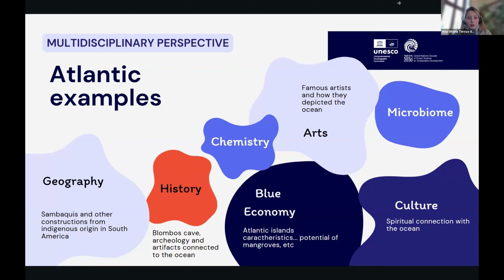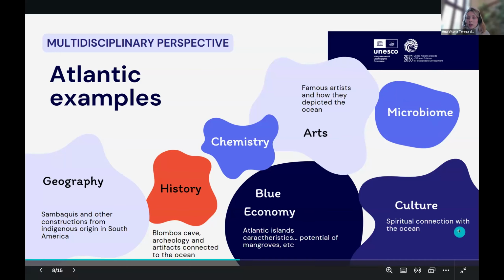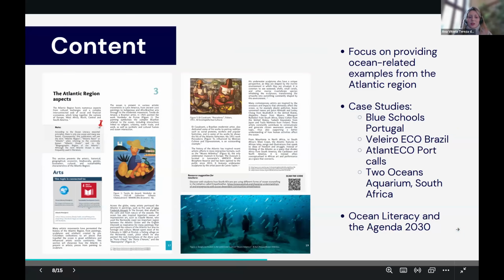And we have a very interesting section on this toolkit, which is also about culture, which is a topic that is not really mentioned very often when we talk about our connection with the ocean. But we also bring some aspects and some examples of how some human populations, for example, are connected spiritually with the ocean, and how the ocean can have other types of meanings for them as well. So those are some of the examples of this multidisciplinary perspective. And from here, you can also understand which is the type of discipline that you want to connect in your class. So this is the type of overview.